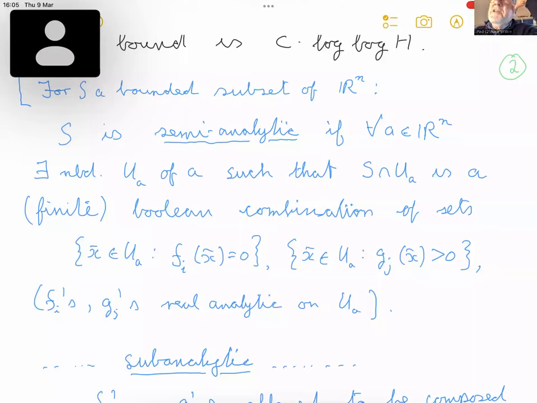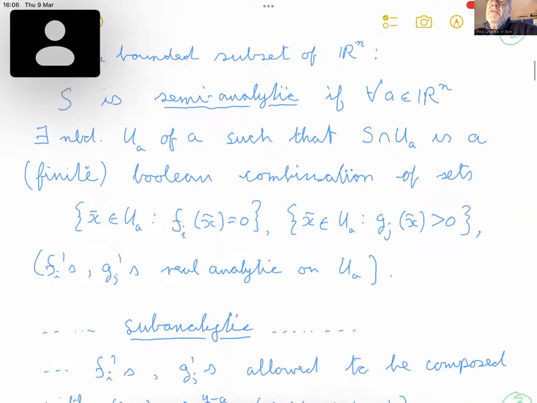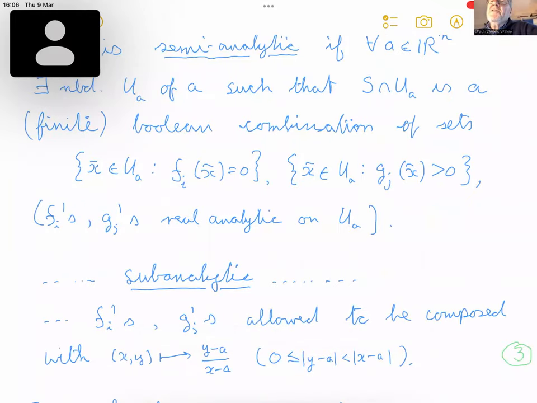So it's semi-analytic if around every point in R to the n, not just in S, but in R to the n, it can be described by equalities and inequalities between real analytic functions. There's a neighborhood of that point such that S intersect the neighborhood is a finite Boolean combination of sets of this form: those x such that f_i(x) is zero and g_j(x) is greater than zero, where the f_i's and g_j's are real analytic functions on this neighborhood.